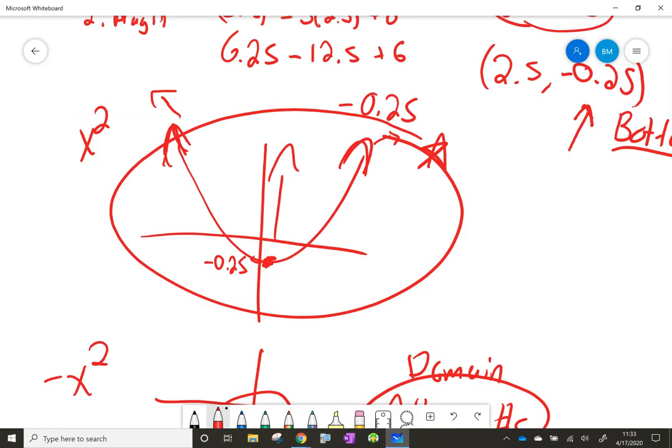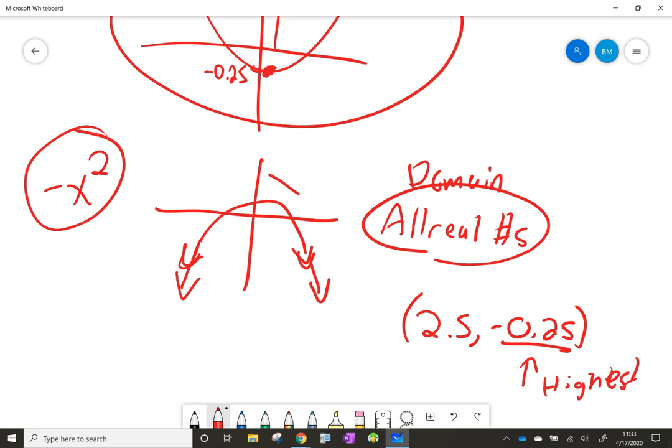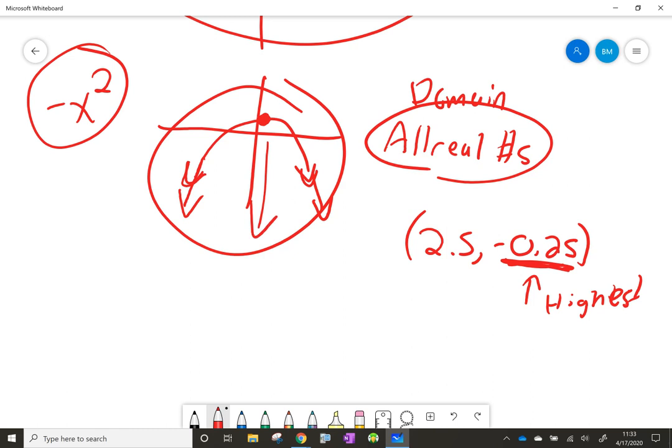Now, just to point out something, if it was a negative quadratic, if it was a negative x squared, and our vertex was that same thing, that would mean that the y value would have been the highest, because a negative quadratic opens downwards, which means the vertex is at the top of the graph. So the y value would be at its highest. Okay? So in that case, you'd say that its range would be all the values of y less than negative 0.25. So y is less than or equal to negative 0.25. That would be if, like I said, it was a negative quadratic, flipped upside down.